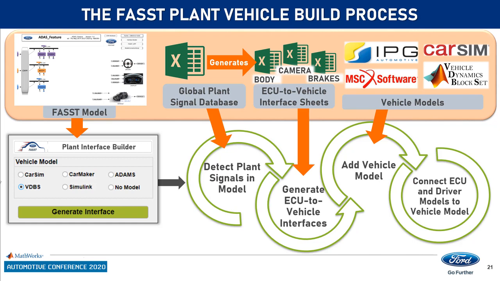The plant interface builder is the one-click solution for connecting vehicle dynamics models within the FAST environment. It all starts by detecting the signals needed within the component model. That is done automatically by the plant interface builder. These signals are then mapped to the appropriate vehicle dynamics package through the Ford Global Plant Signal Database, internally known as GPSDB. This database was created to solve the issue we had internally. That is, how do we automate these connections when signal names are not consistent within ECU models? The GPSDB database was the solution to this problem.